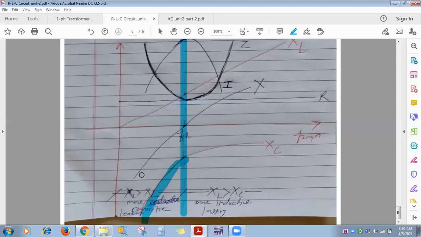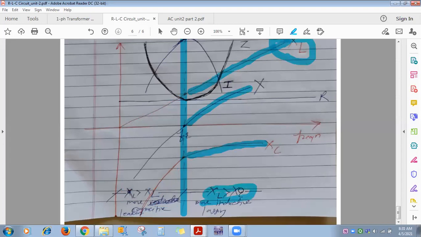Now after resonant frequency, you observe XC is less negative and XL is more positive compared to XC. XL is increasing and XC is decreasing. So after resonant frequency, X will be positive, meaning in this region XL is greater than XC. So it is more inductive. As it is more inductive, the nature of power factor above resonant frequency is lagging. Got it? Okay.